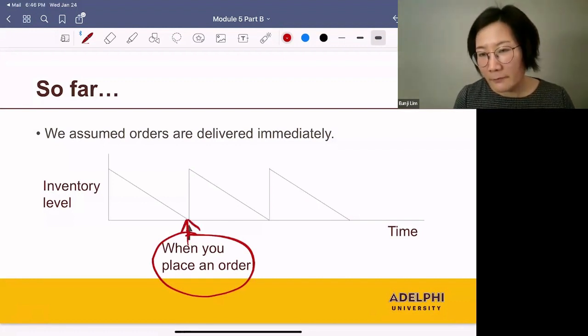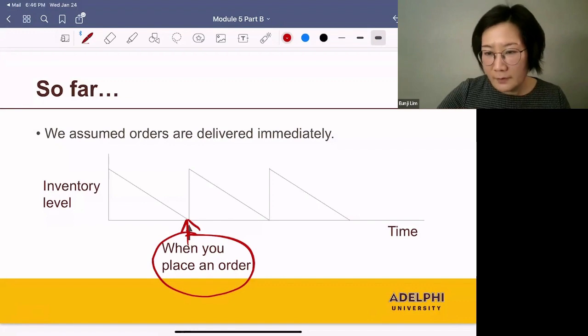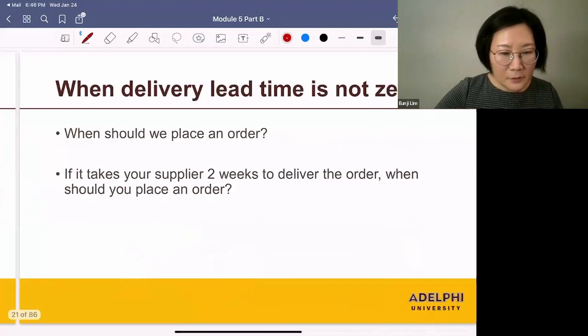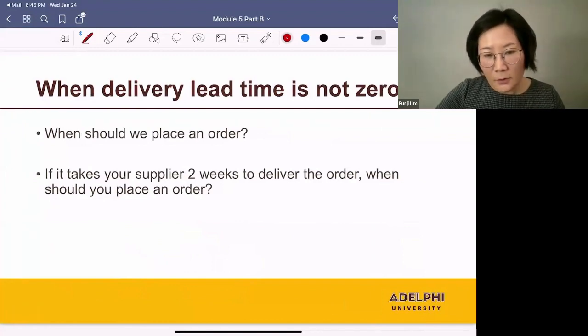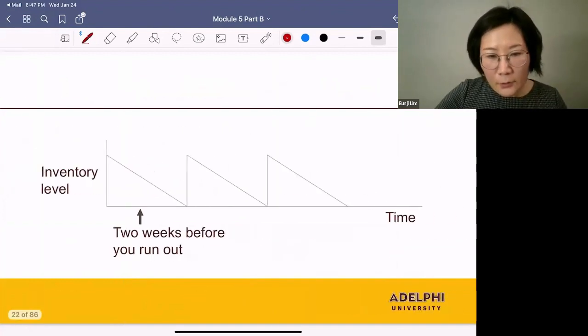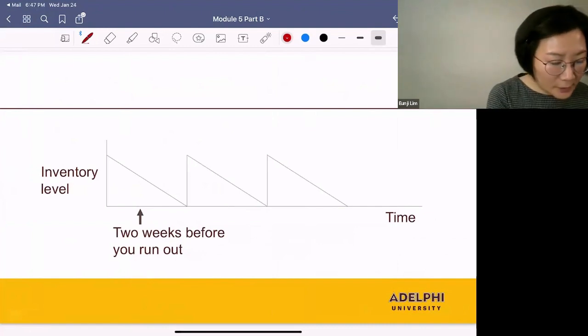When you order something from Amazon, how long does it take until you receive the order? Several days. The delivery lead time is not 0. If the delivery lead time is not 0, when should you place an order? For example, if it takes your supplier 2 weeks to deliver the order, when should you place an order? Since you already know it takes 2 weeks, you can place an order 2 weeks before you run out.